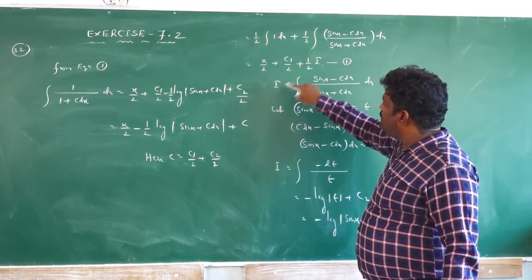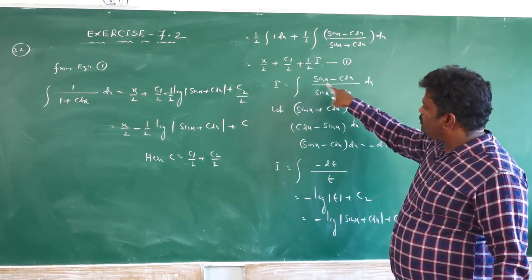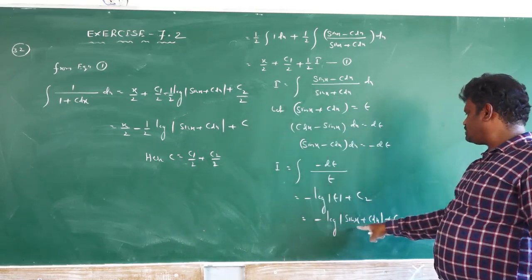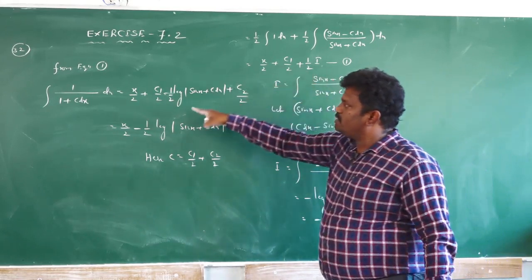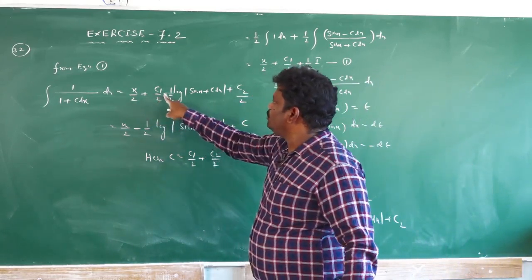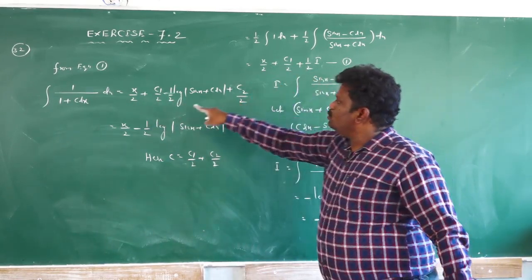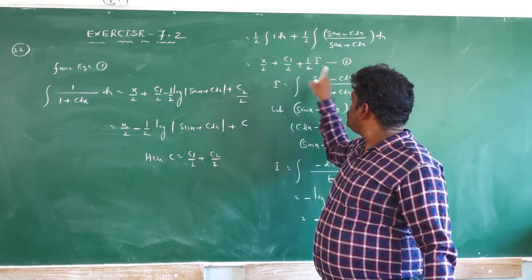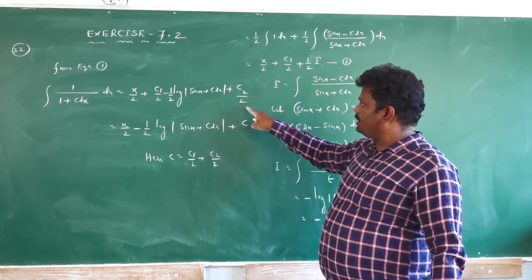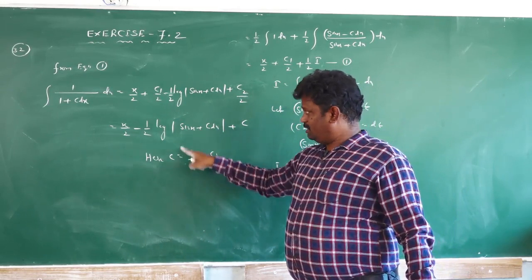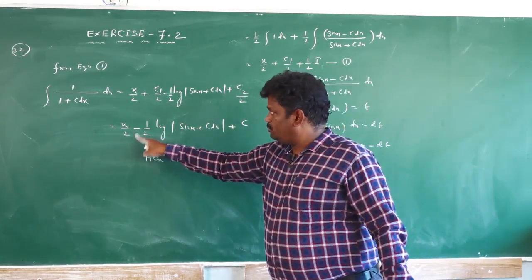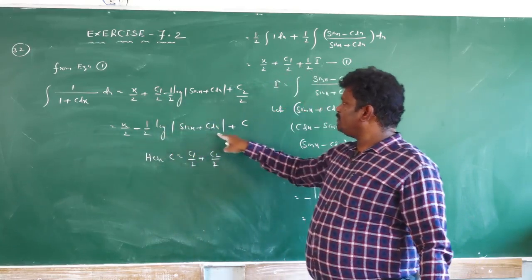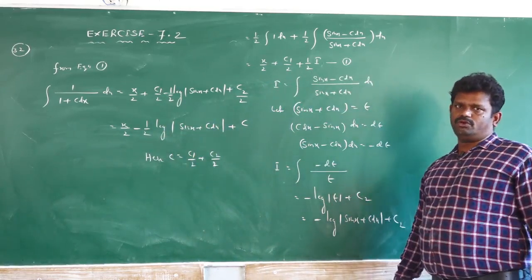Just consider I equal to this value, and we find this I value, totally minus log of sin x plus cos x plus c2. Substituting this I value again in equation 1, we get x by 2 plus c1 by 2 minus 1 by 2 log of sin x plus cos x plus c2, with c2 also multiplied by 1 by 2. So here c1 by 2 and c2 by 2 we consider as the constant c: x by 2 minus 1 by 2 log of this value plus c. Okay?